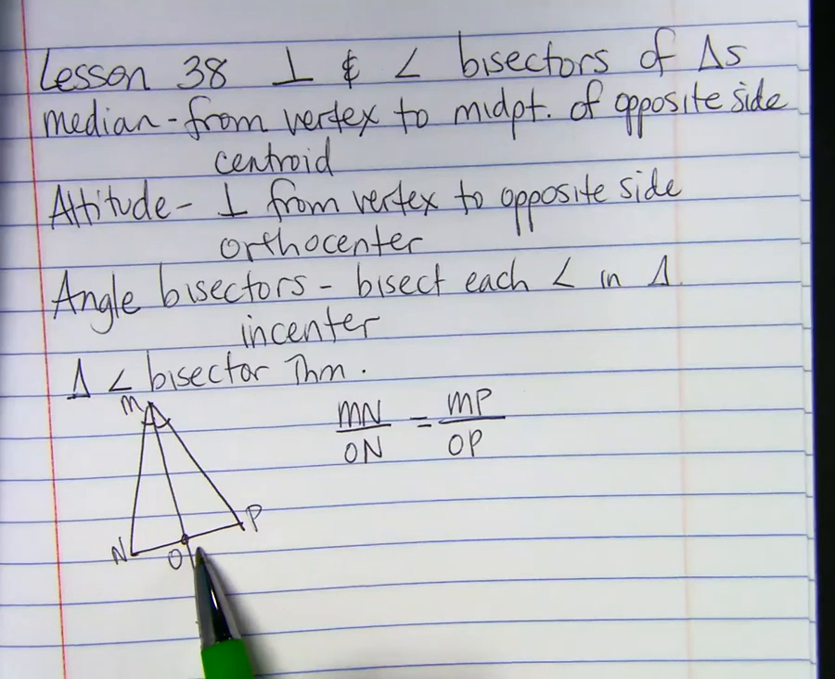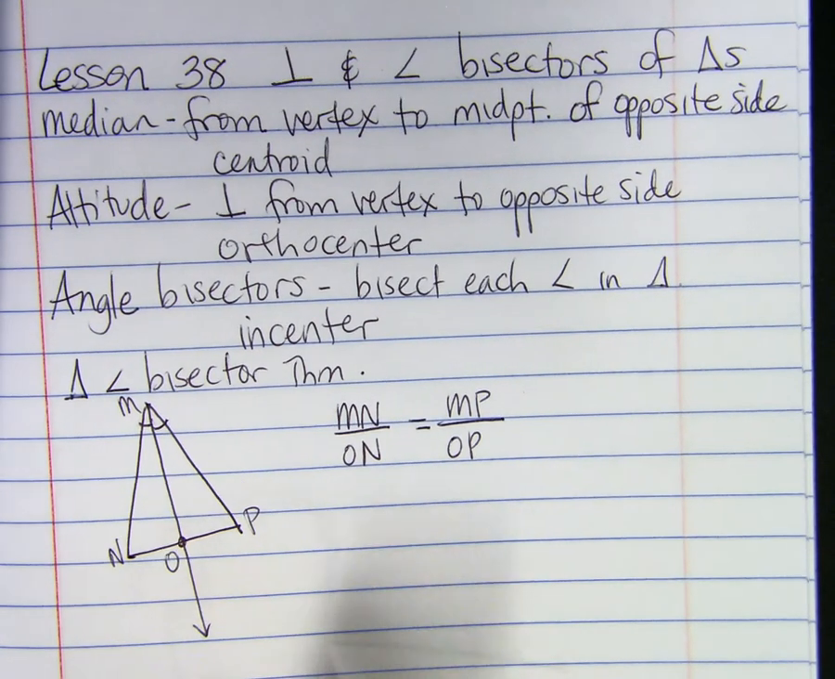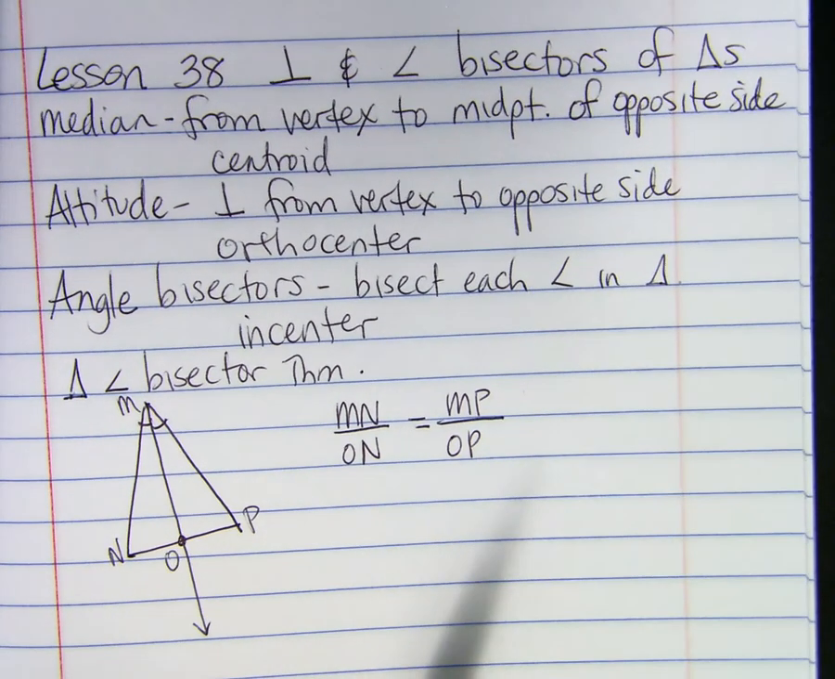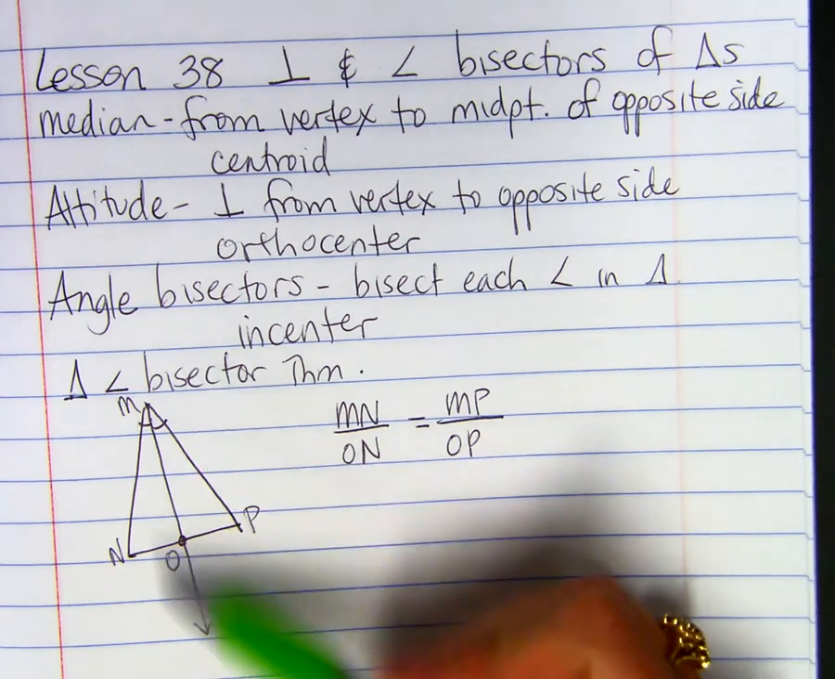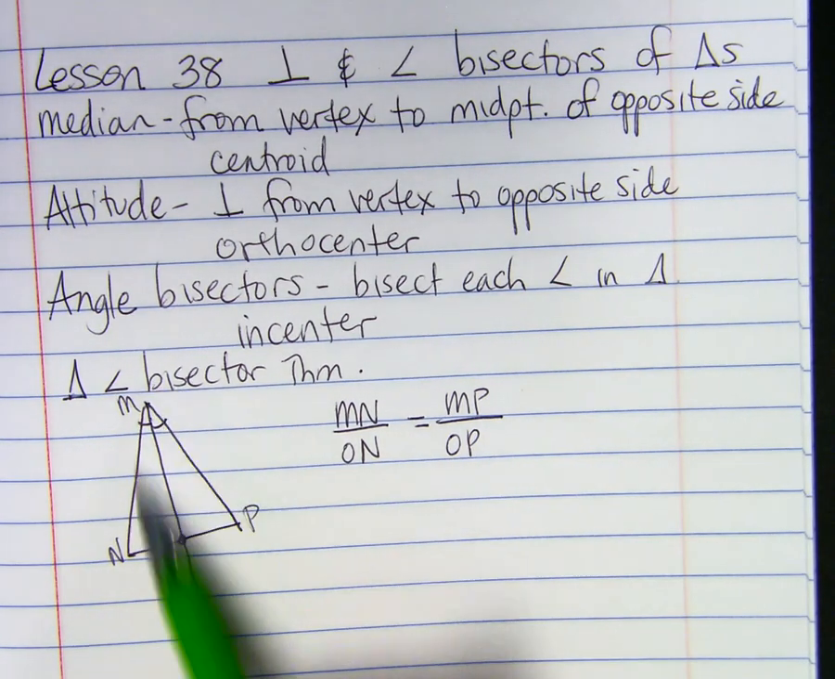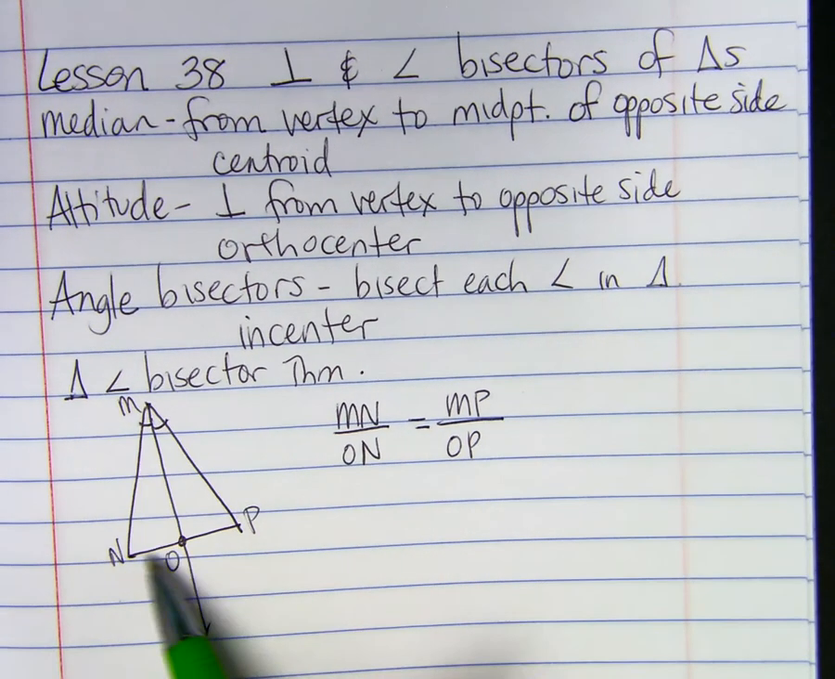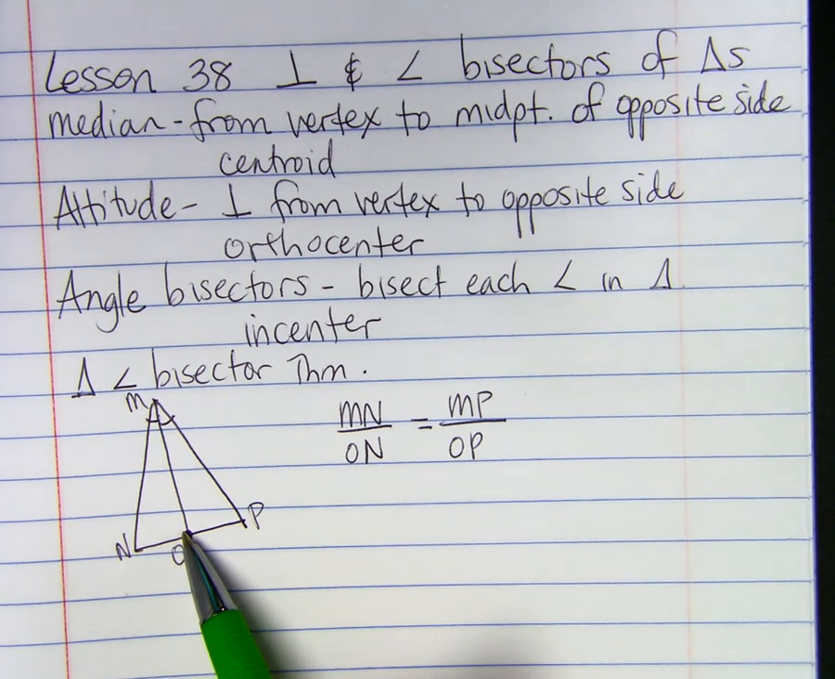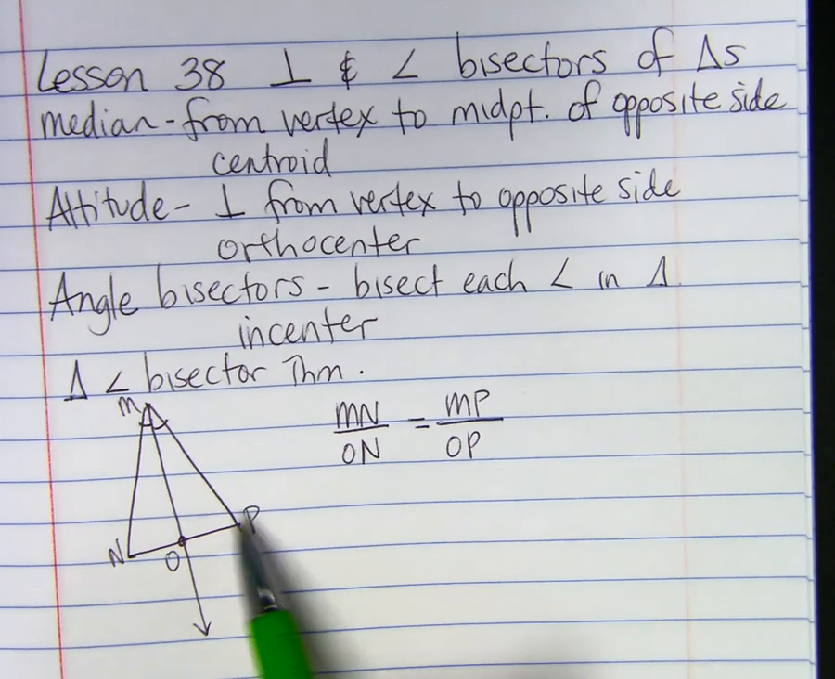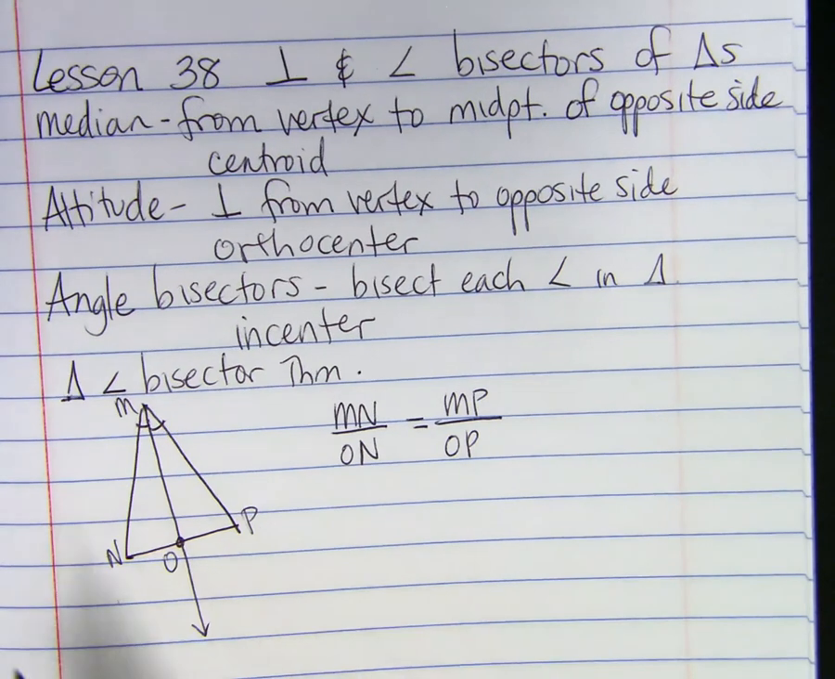So it doesn't necessarily divide this side in half. It doesn't have to because we're only bisecting the angle. But this side on the left to the part of the bottom is going to be proportional to this side on the right to that part of the bottom.